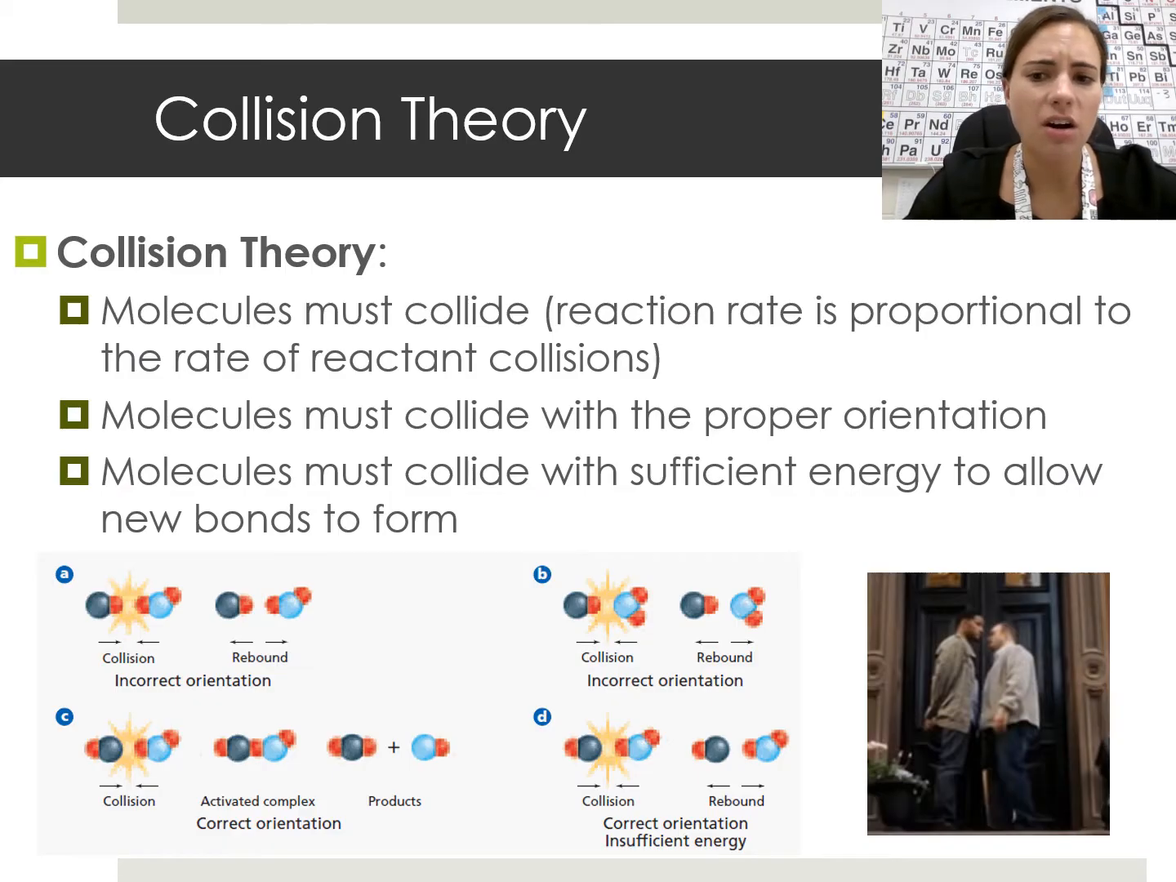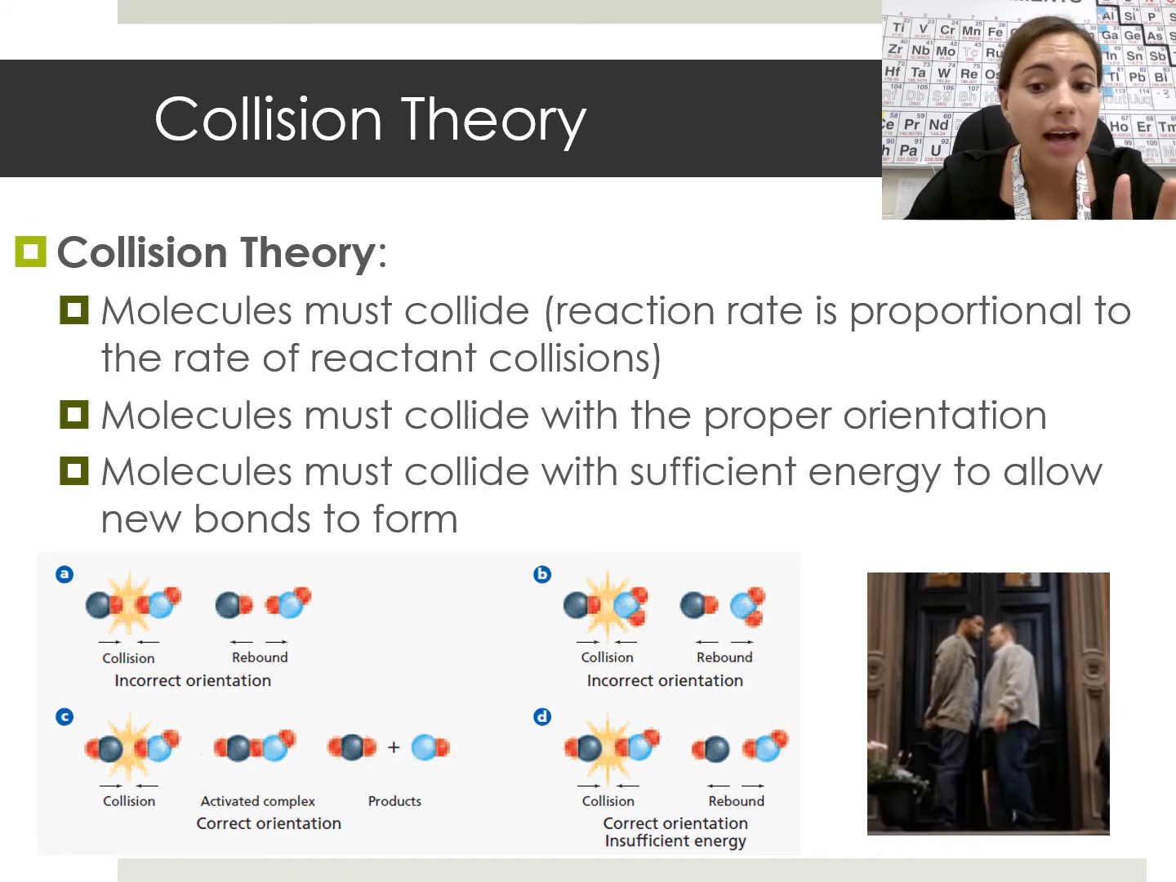In order to talk about reaction mechanisms, we have to understand something called the collision theory, because the collision theory really explains why reactions happen in the first place. The collision theory includes three parts. The first is that molecules have to collide. In order for a reaction to happen, two reactants have to collide in order to make products.